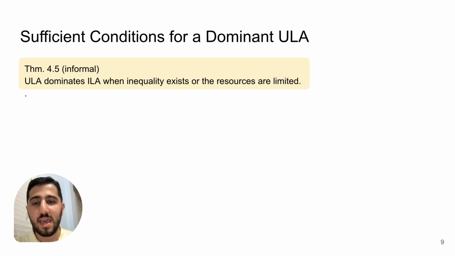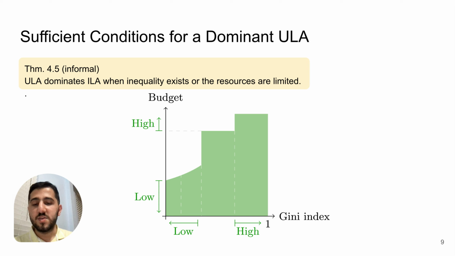Really, the main observation we have had is that ULA can dominate ILA when inequality between units exists, or the resources are limited. To be more precise, consider the space of the budget and inequality. Inequality is measured by the Gini index, and this green area is the area where ULA dominates ILA. And when I say dominates, I mean that regardless of the configuration of the problem, as long as that configuration is adhering to the inequality constraint, ULA is going to have a comparable value to ILA.